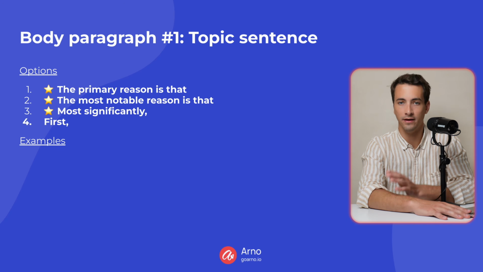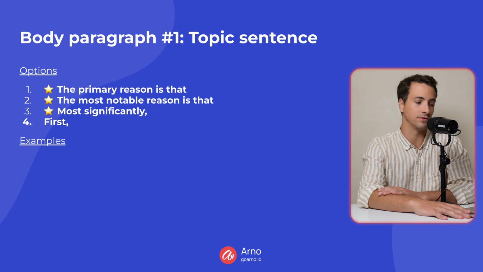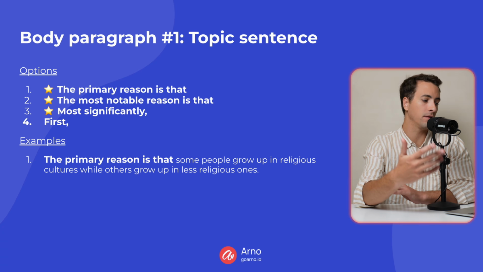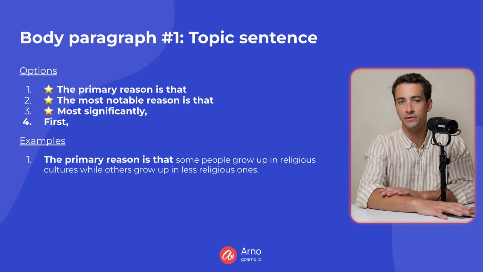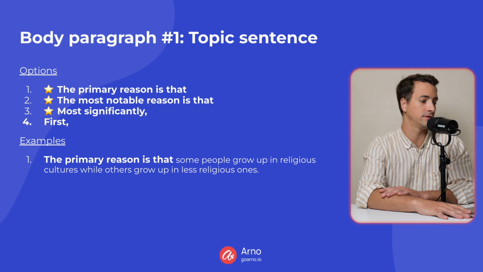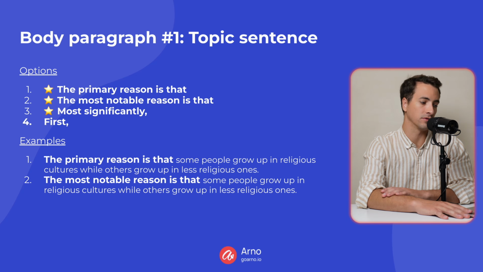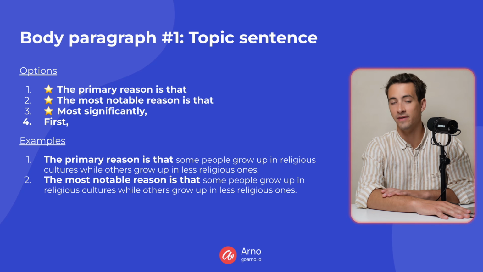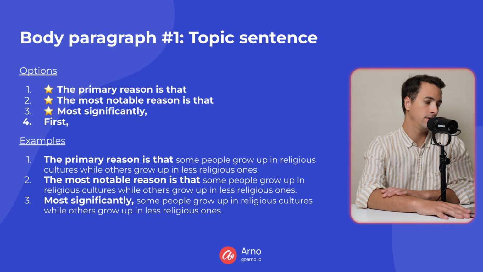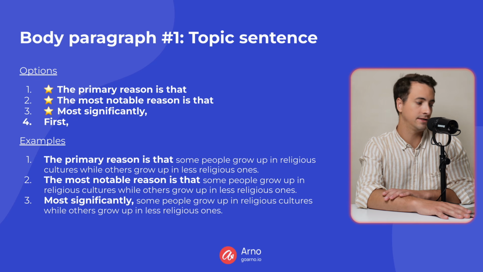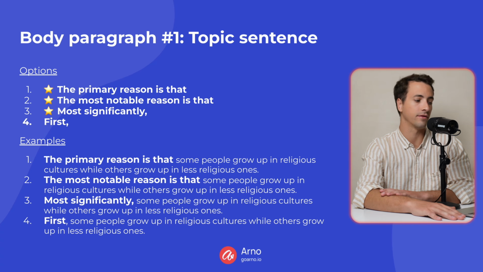And here are the example sentences using those templates. The primary reason is that some people grow up in religious cultures while others grow up in less religious ones. The most notable reason is that some people grow up in religious cultures while others grow up in less religious ones. Most significantly, and then the same rest of the sentence, and same with first.